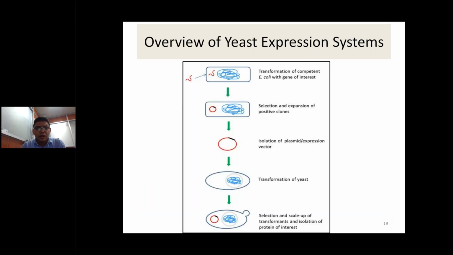So coming to the overview, again the same flow chart is here. We have to clone it in the expression vector, the yeast expression vector. We have to transform it into the yeast, and once you select it, you scale up the transformation and isolation of the protein of interest. So it follows the same flow chart as the bacterial expression system.